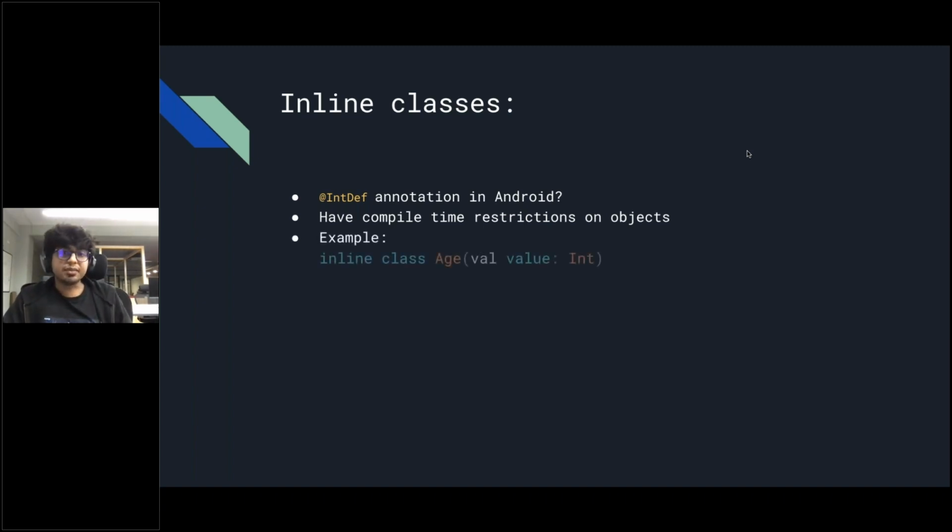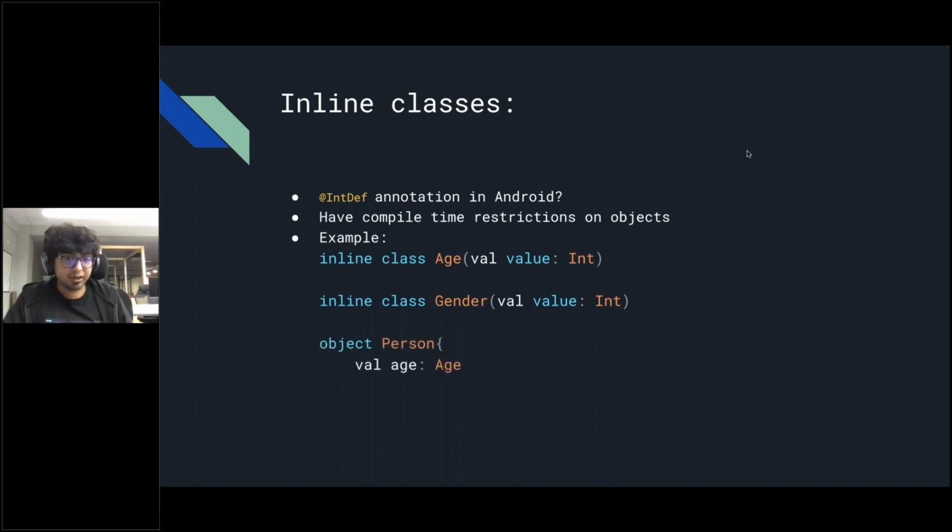For example, consider this example. You have age, which is an integer. You have gender, let's say, which is also an integer, and you have an object person. So the person's values, age and gender, which both could be integers, could now be restricted via inline classes. This is not a good example for it, but it just works.